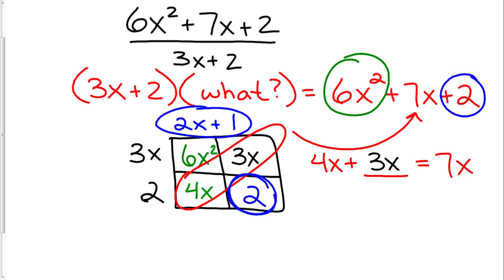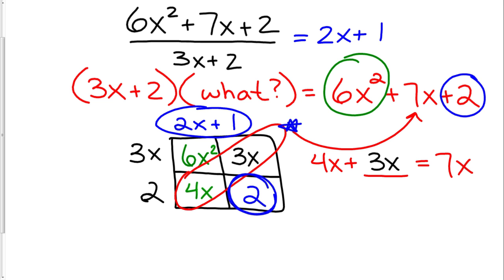So to recap, 6x squared plus 7x plus 2 divided by 3x plus 2 results in 2x plus 1. So hopefully we can see here that we're using the same area model we did for multiplication. We're just doing it in reverse. The only tricky part here becomes with your diagonal. You've got to make sure that diagonal adds up to the middle term.